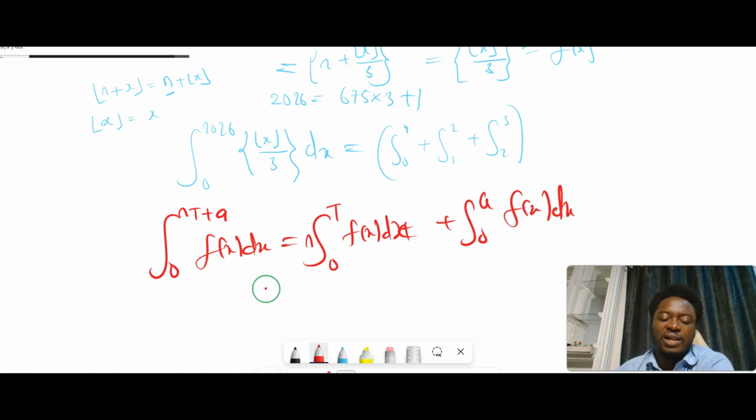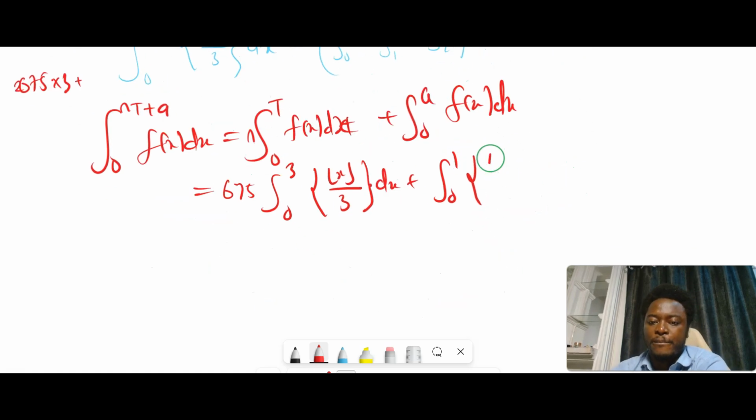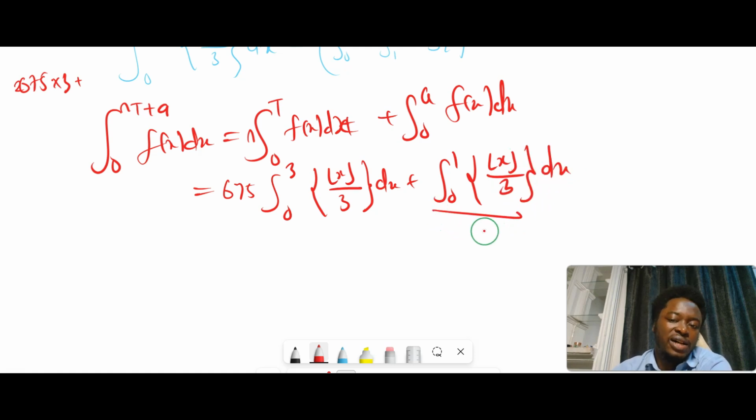Now in our case, n is 675, T is 3, and a is 1. So you have 675 times the integral from 0 to 3 of the fractional part of the floor of x divided by 3 dx, plus the integral from 0 to 1 of the fractional part of the floor of x all divided by 3 dx. Now this integral will obviously be 0, because from 0 to 1 the floor of x is 0, so everything here is going to be 0.